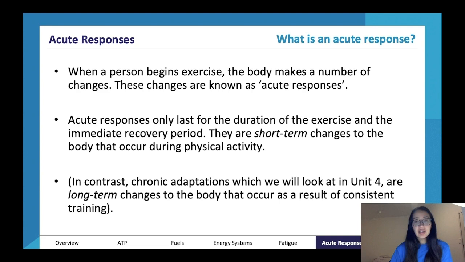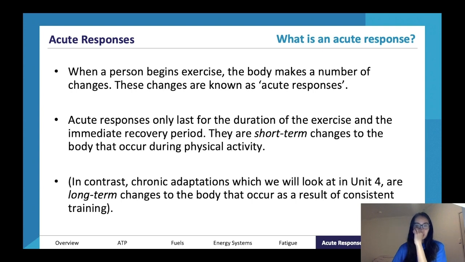So when a person begins exercise, the body makes a number of changes, and these changes are known as acute responses. Acute just means small. If you think of an acute angle, it's a small angle. I just think acute, like cute, a small thing like a puppy or a kitten. So I just think small. Acute means small. It also means kind of short. So acute responses are short-term changes.